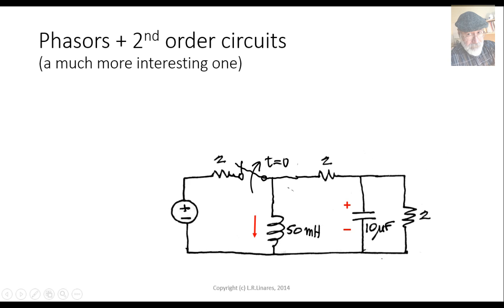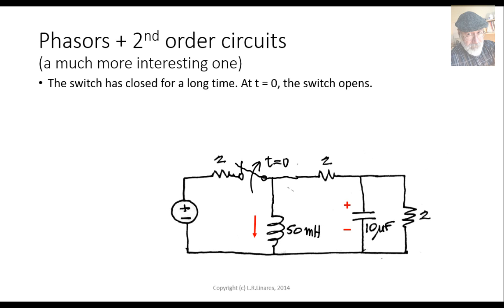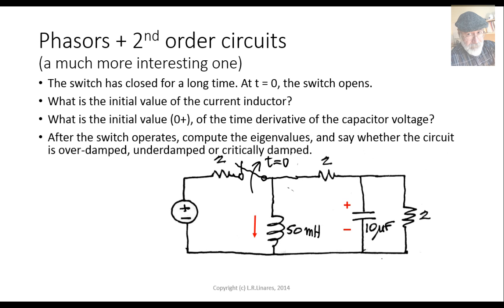And this one is an even more interesting one that I'm leaving to you viewers as an exercise. Why is it more interesting? I shall tell you in a moment. You say the switch has been closed for a very long time, and at t equals 0, the switch opens. The questions are the same. Well, how is that different? What is different is that now, in the snapshot at t equals 0 minus, the capacitor is also there. Please proceed. You know how to do that.